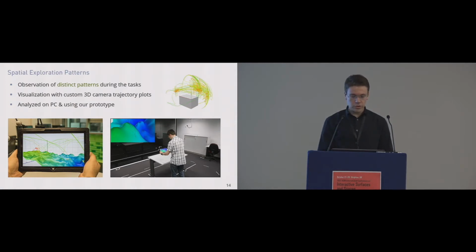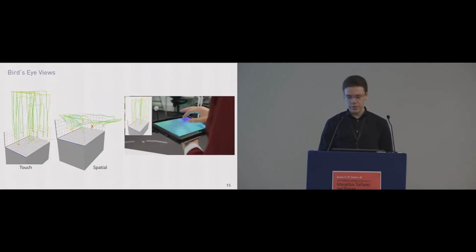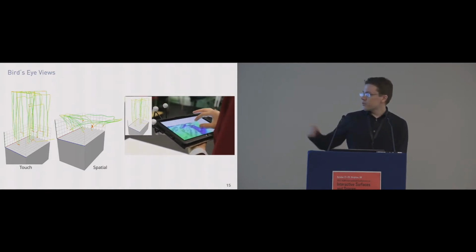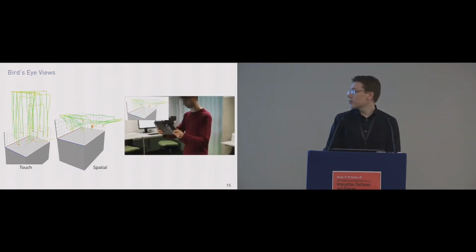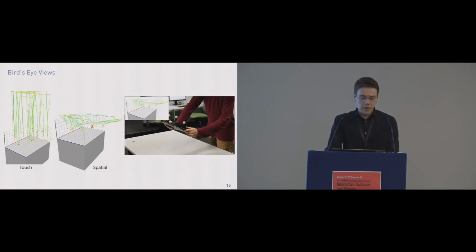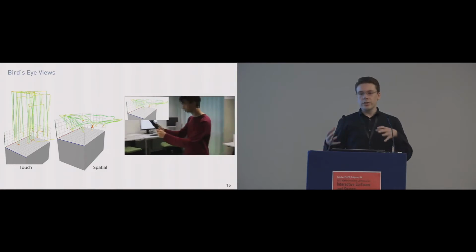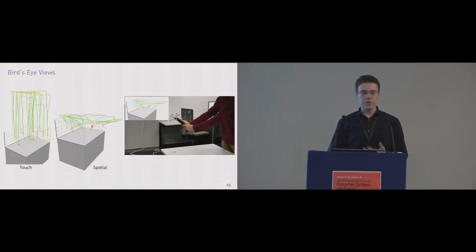And I'm also going to talk about some of the results we have here, but again, only the most important ones. So one pattern that we identified was, we call it bird's eye views. And I hope you can see it in the video, but I'll try to explain as well. You can see it on the left side for touch, and then again for spatial in the middle. Basically, the idea is that users try to look at the data from above, trying to reduce the dimensionality.